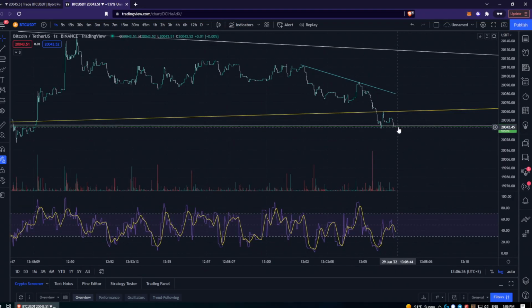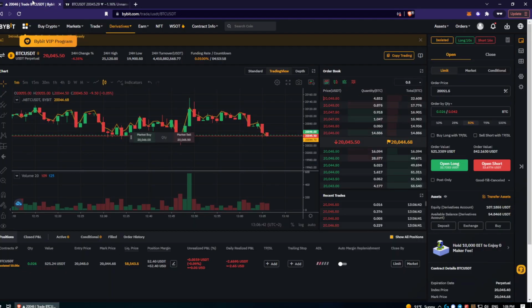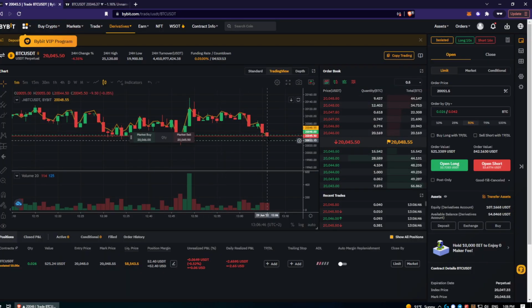Again, I didn't wait for any confirmation. I just kind of winged it. If it does go below, I'm definitely gonna exit the trade and try shorting. But yeah, that's what scalping is all about. We don't care if it goes up or down. We just want to scalp both ways. So let's just see what's gonna happen.